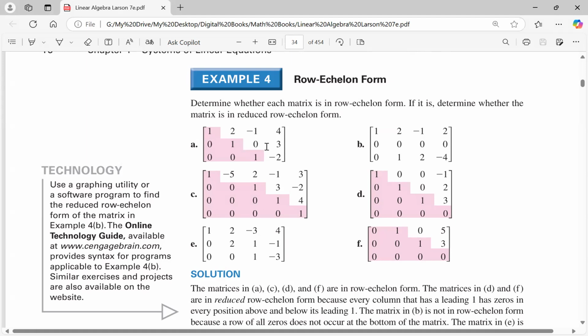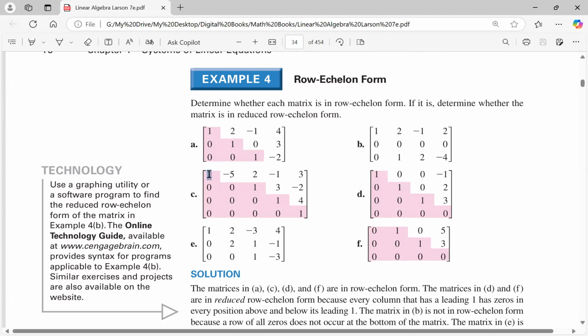Okay, so let me explain again. Matrix A, matrix C, and matrix F. Okay, so we have A, C, even D, and F. All four of these are in echelon form. So what does that mean? That means whenever you have a leading one, the leading one is just that. The row starts with one. Keep that in mind. It's called the leading one.